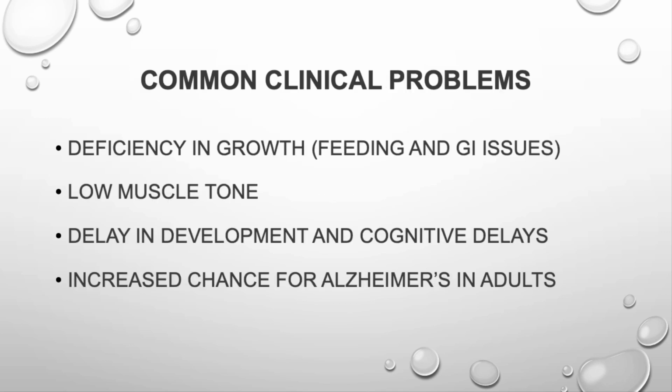So what other common problems can you end up with? Well, we know that there is an issue with growth, typically because of feeding problems and some of the gastrointestinal issues that I mentioned, including celiac disease, the low muscle tone that needs to be addressed with therapies, delays in development and cognition that could go anywhere from mild to severe, but we tend to see more mild to moderate. And also something you need to remember is that in young adults with Down syndrome, you may have an increased chance for Alzheimer's disease.